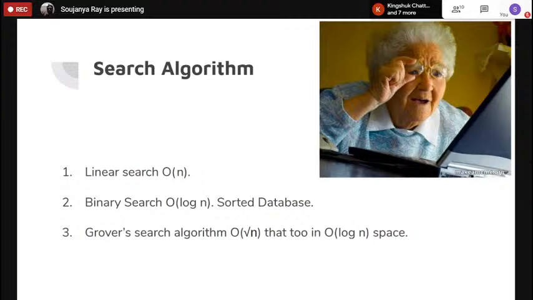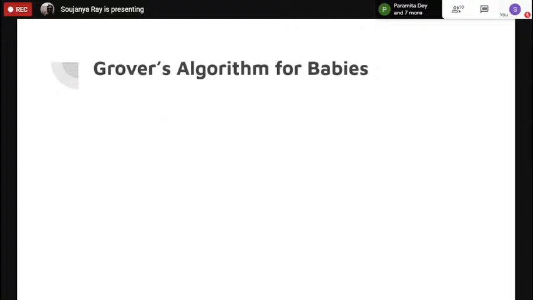So let's jump in, and first let me state the algorithm for babies. First, you need to convert the database into superposition. Now, what do I mean by superposition? We have already seen that if you have 4 searchable parameters, superposition brings those 4 parameters to a level where each of the searchable values is equally probable to come out. That is the superficial definition of superposition.